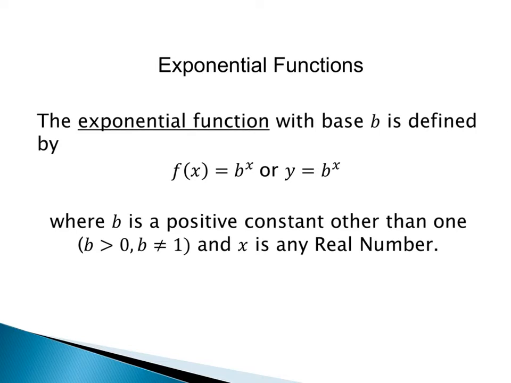Because 1 to the x would just mean 1 to any power. Well, 1 to any power is always equal to 1, so it's actually a linear function. So b is going to be greater than 0, but b is not equal to 1, and x is any real number. Okay, so we can plug in any number for x in order to get our answer.